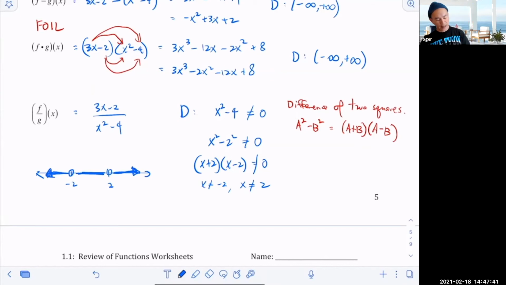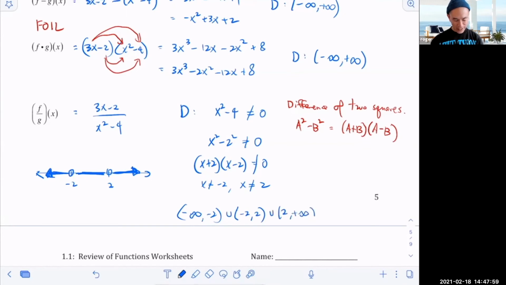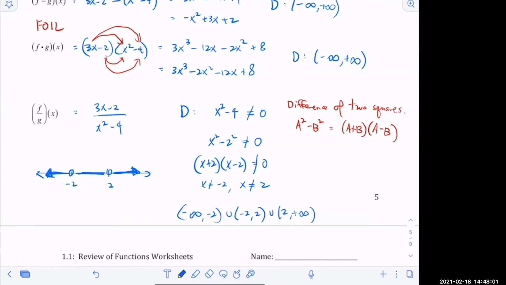Right? And then hopefully you guys can write that as -infinity to -2, union, as Sagar was saying, -2 to 2. Oh, I should have asked him. Oh, well, it's too late now. Union 2 to positive infinity. Is this what you're going to say? Yeah. Yeah, good. Perfect.